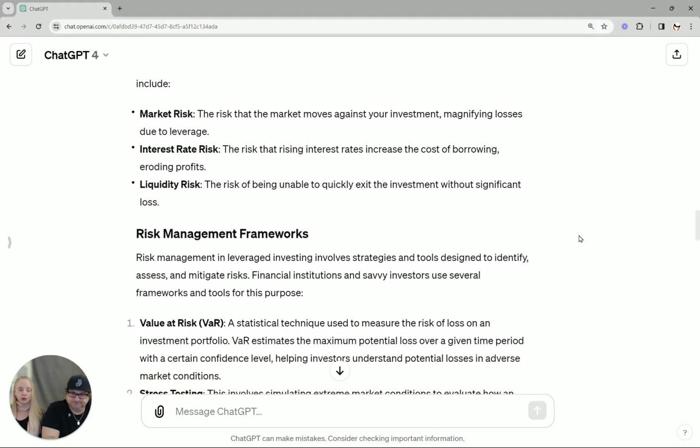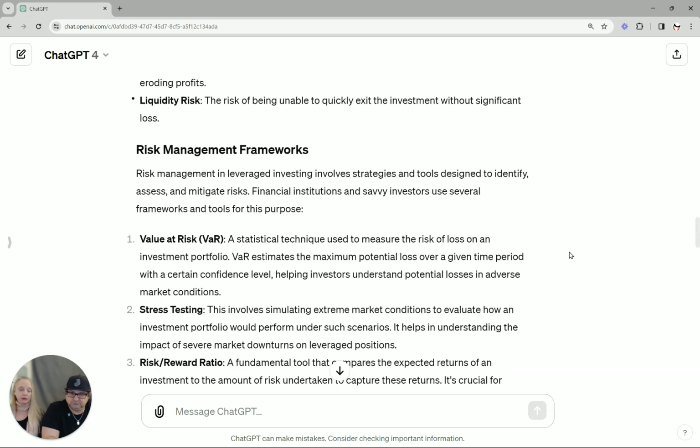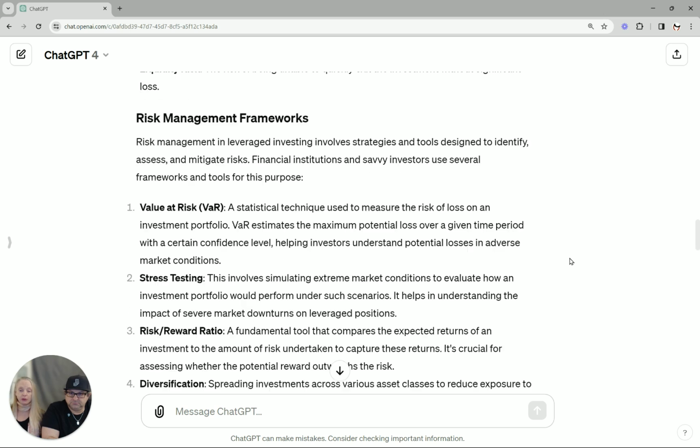So interest rate: the risk that a rising interest rate increases the cost of borrowing, eroding your profits. Liquidity risk: the risk of being unable to quickly exit the investment without significant loss. So let's go into risk management frameworks. Risk management in leverage investing involves strategies and tools designed to identify, assess, and mitigate risk. Financial institutions and investors use several frameworks and tools for these purposes.